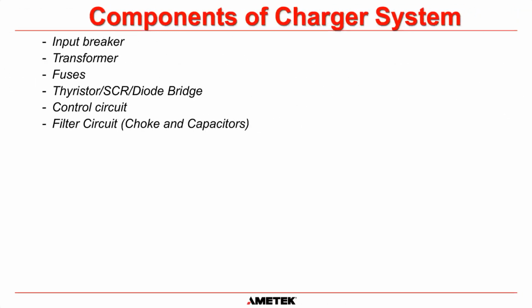The main components of any charger system, not just an AMETEK solid-state control charger, but these are pertinent to ours, are: you will have an input breaker, you will have a transformer, you'll have fuses, then you will have either a thyristor SCR diode bridge, then you have a control circuit, and then you have a filter circuit to smooth out the ripple DC into a nice smooth DC suitable for the battery system.